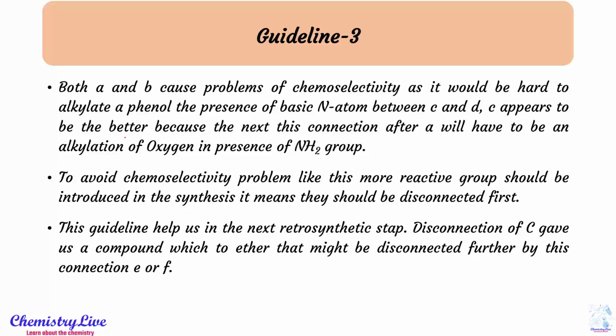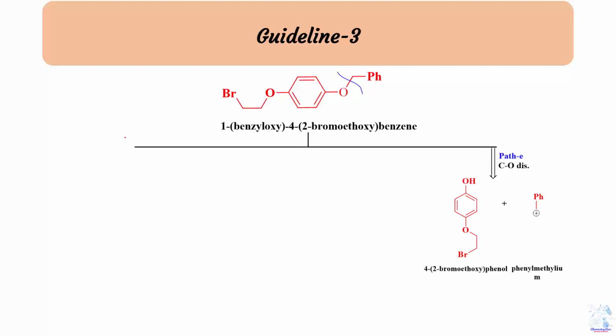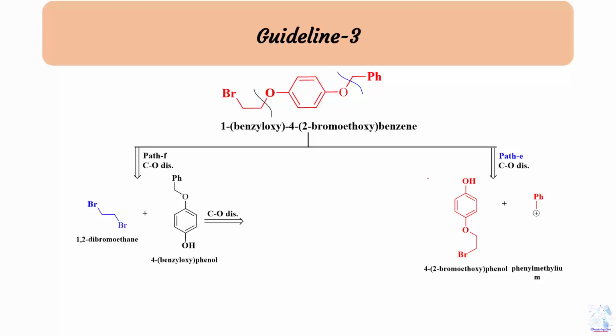Disconnection of C gave a compound which might be disconnected further by E and F. So we can take a look at that. Here there is the disconnection portion. Here we can disconnect path E, and there is another disconnection, path F. Now we can take a closer look at what path E and path F are. If we follow path E, then we can get this product, a phenyl cation and Br, its synthetic equivalent.